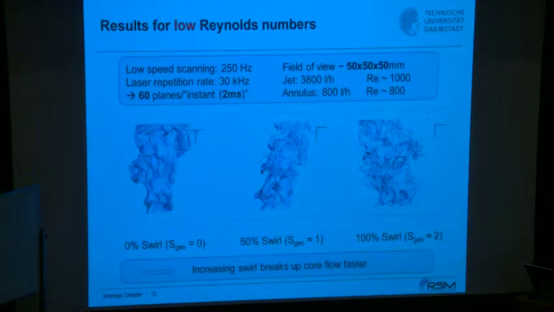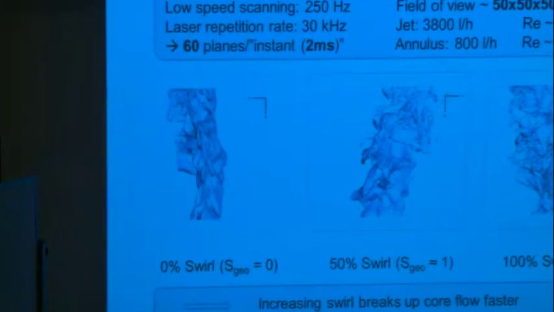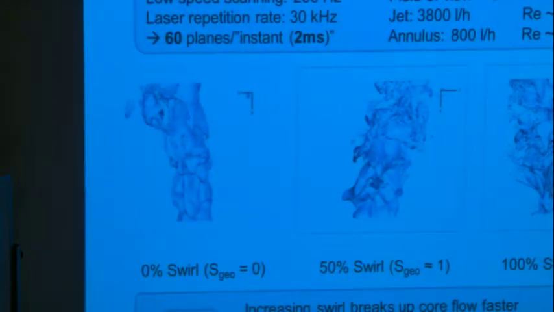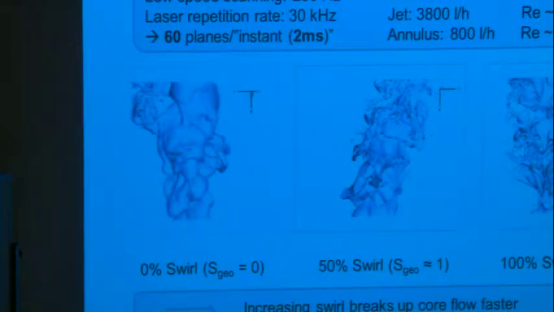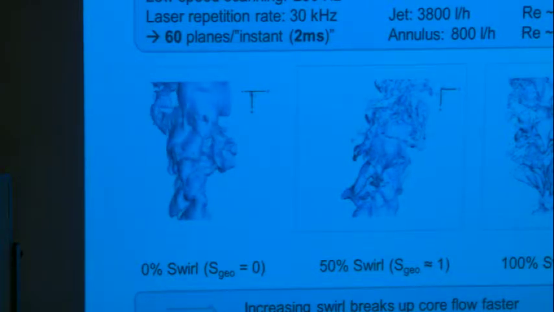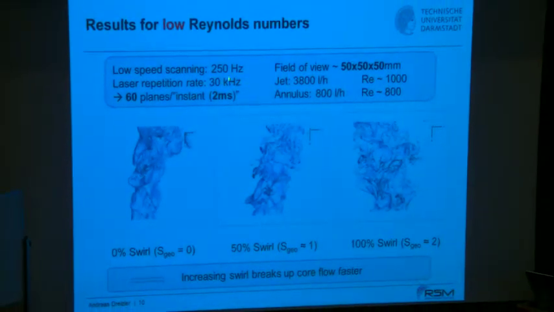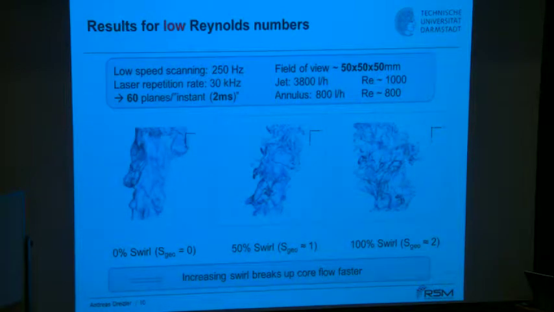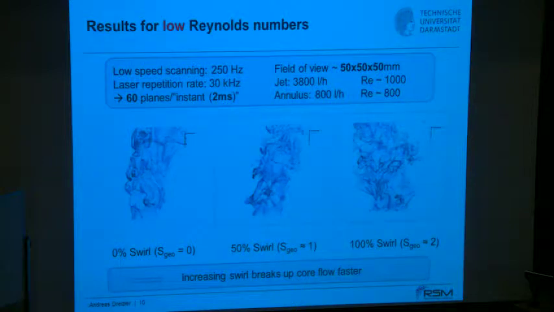So what has been done here, the mirror has been scanned at low speed. 250 Hertz means one round trip, one direction and back. That means for one sweep, only half a period takes place, at 500 Hertz, which corresponds to 2 milliseconds. Then the laser has been operated at 30 kilohertz, such that you achieved 60 planes during one sweep. And you have to make sure that the sweep is fast enough against the timescales you want to resolve. And so let's call that an instant.